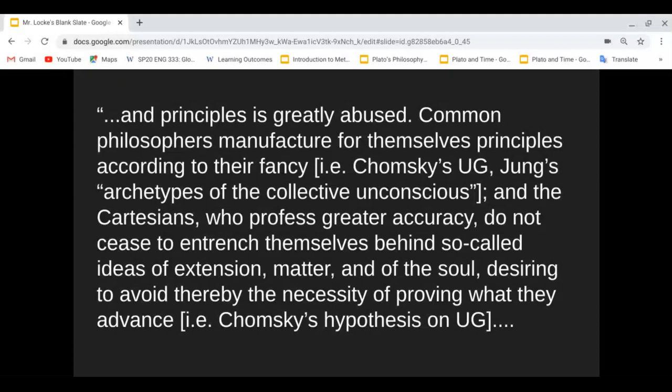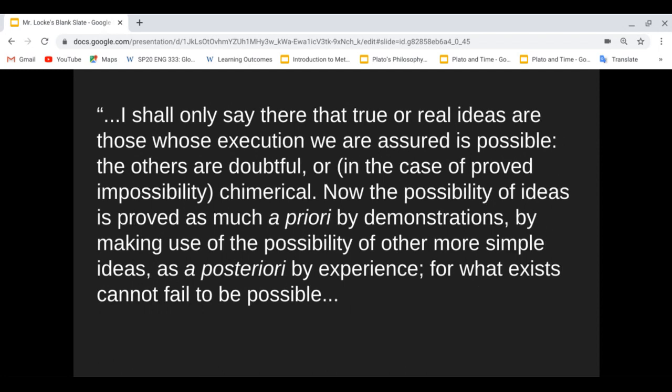"For the names of ideas and principles is greatly abused. Common philosophers manufacture for themselves principles according to their own fancy." We might think of Chomsky's universal grammar, Jung's archetypes of the collective unconscious, which are sort of a rehashing of these Cartesian doctrines of innate ideas, bolstered with evolutionary claims to science and so on. "And the Cartesians who profess greater accuracy do not cease to entrench themselves behind so-called ideas of extension, matter, and of the soul, desiring to avoid thereby the necessity of proving what they advance." For instance, think of Chomsky's hypothesis on universal grammar. "I shall only say there that true or real ideas are those whose execution we are assured is possible. The others are doubtful, or in the case of proved impossibility, chimerical."